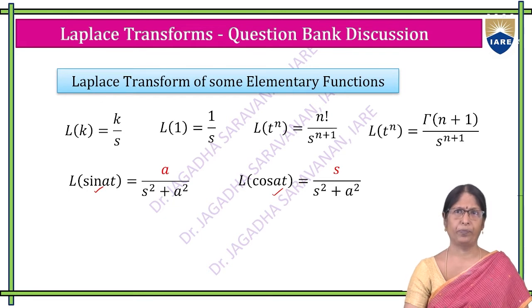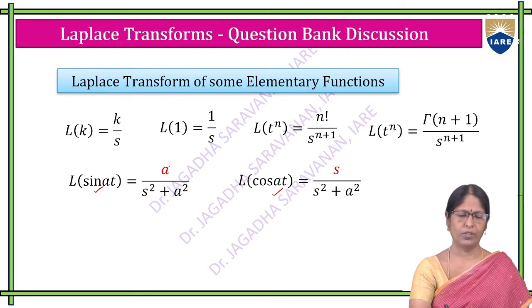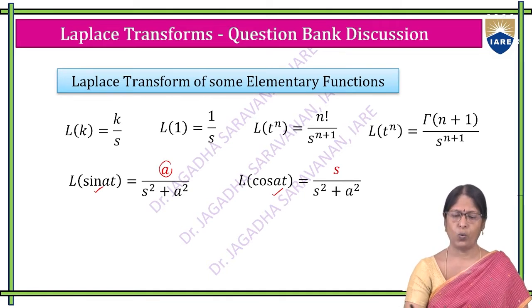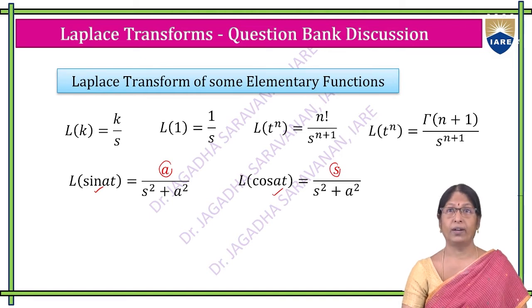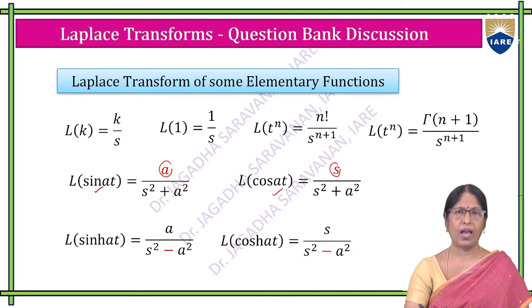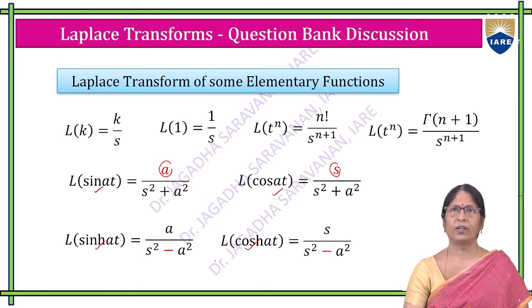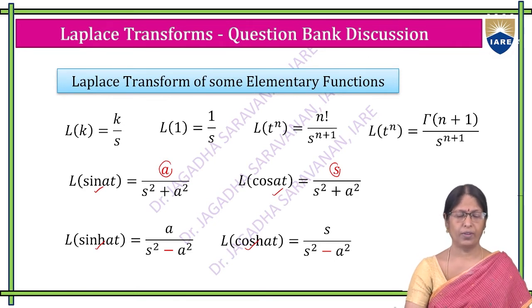Easy to remember: if sin comes, the numerator is dominated by a, whereas for cos, it is dominated by s. It's not any Laplace transformation technique. Just for the purpose of remembering, we follow some technique to remember the formula forever. And here, sin h and cos h are there. These four formulas are to be remembered forever.